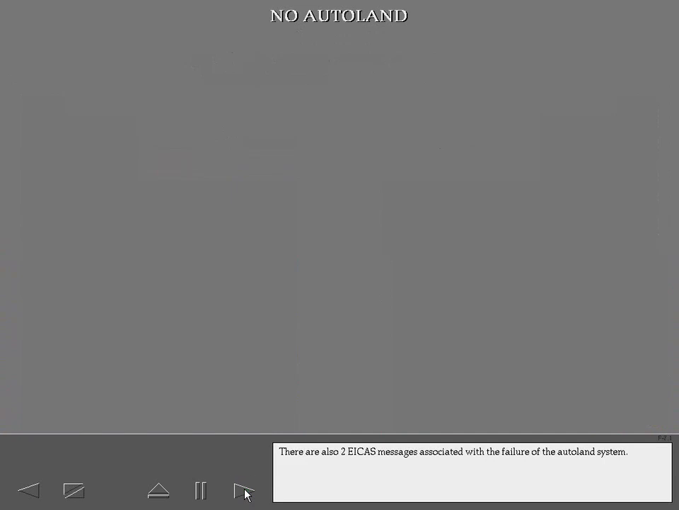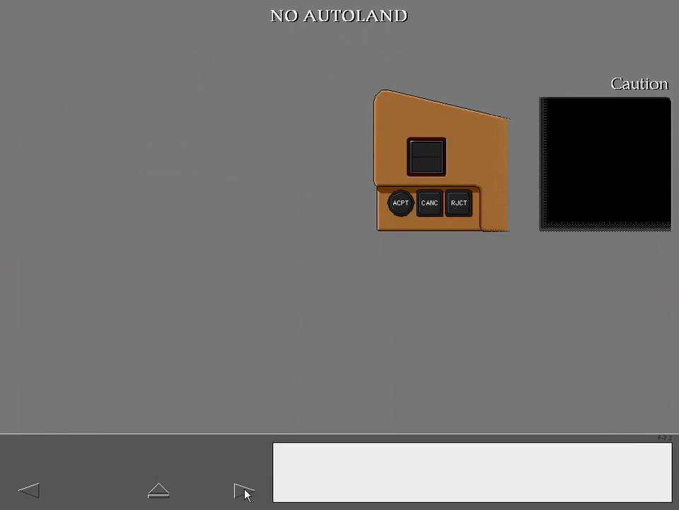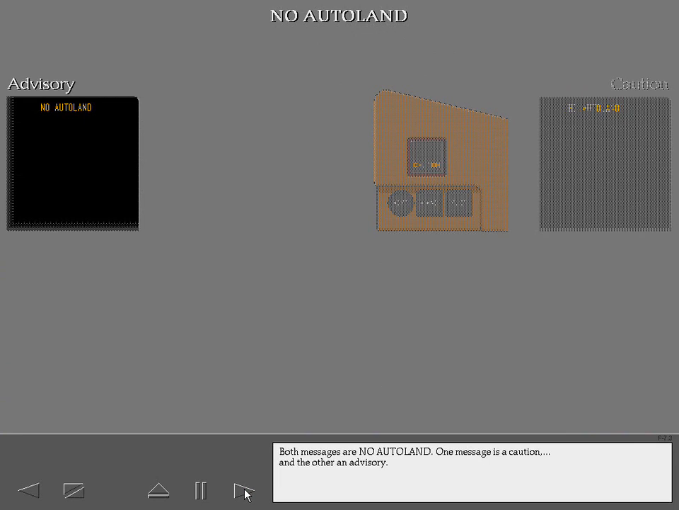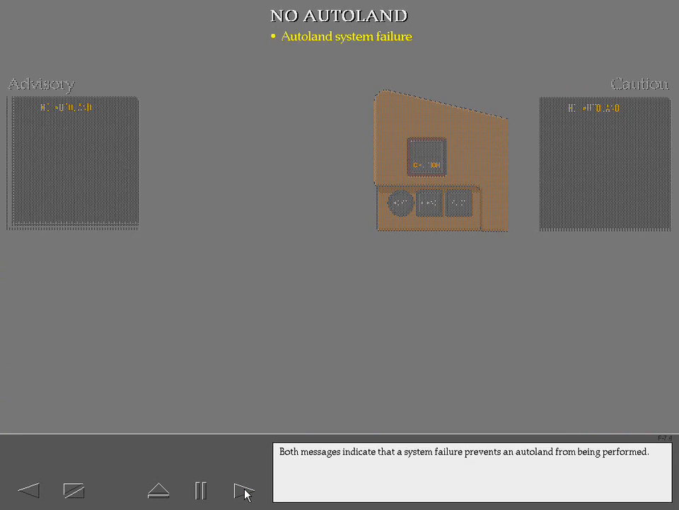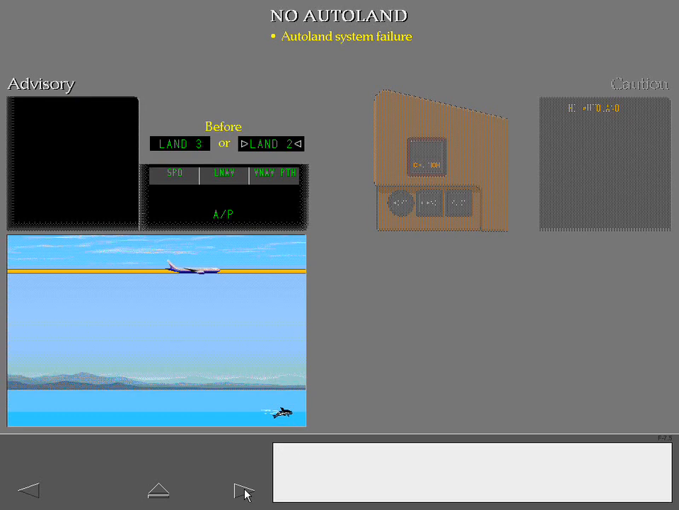There are also two ICAS messages associated with the failure of the autoland system. Both messages are No Autoland. One message is a caution, and the other an advisory. Both messages indicate that a system failure prevents an autoland being performed.